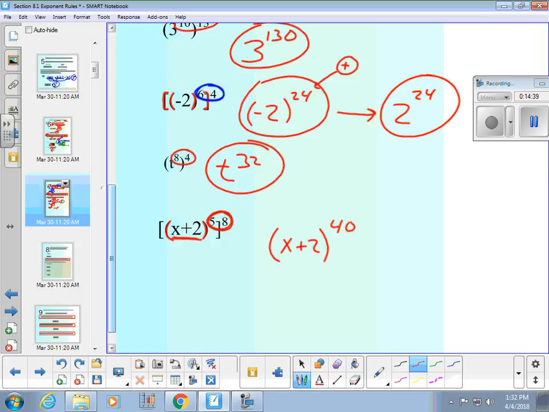Right now I can't, because there's an addition sign, or even if there's a subtraction sign there, I can't do anything more with that. Again, in the future you'll learn a way to deal with it, but right now I just have to say, oh, this is x plus 2 to the 40th power, and that's as much as we can simplify that one.